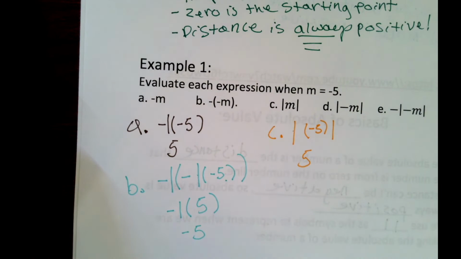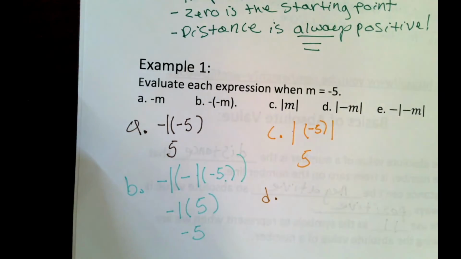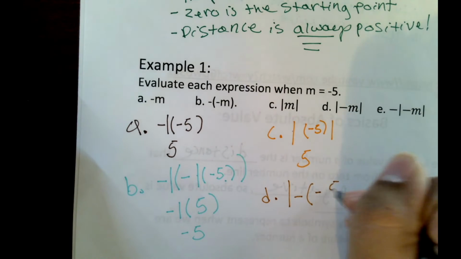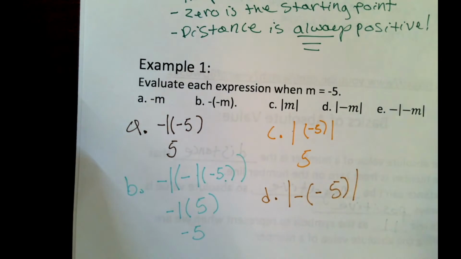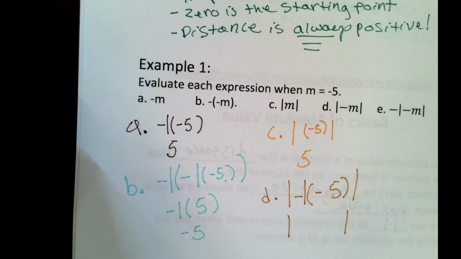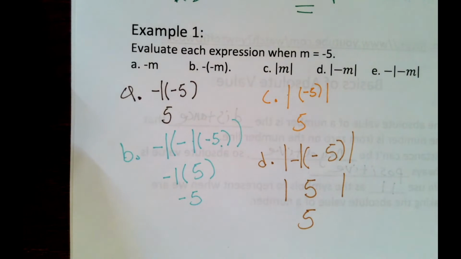Okay. We got this. Let's look at D. The absolute value of a negative 5. Well, remember, this is just a 1 right there. So negative 1 times negative 5 inside of our absolute value is what? The positive 5. So what's the absolute value of 5? Just 5. Woot woot. We're getting this.